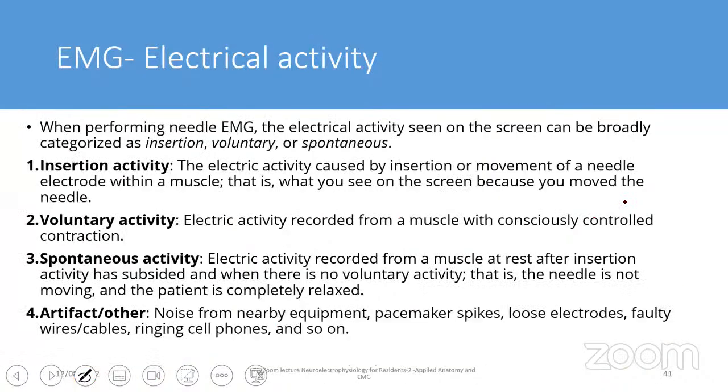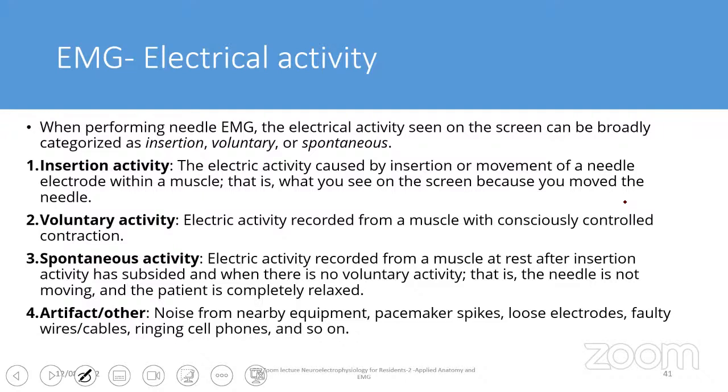So when performing the needle EMG, the electrical activity seen on the screen can be broadly categorized as insertional, voluntary, or spontaneous. The insertional activity is the electrical activity caused by insertion or movement of a needle electrode within a muscle. That is what you see on the screen before you move the needle. So I will describe how to examine by the 4-quadrant method of insertional activity in the coming slides.